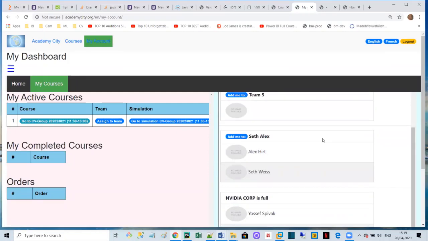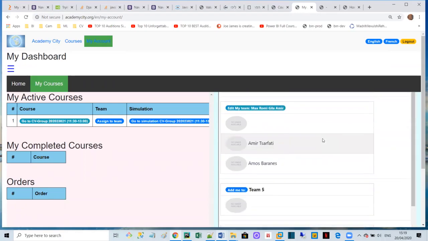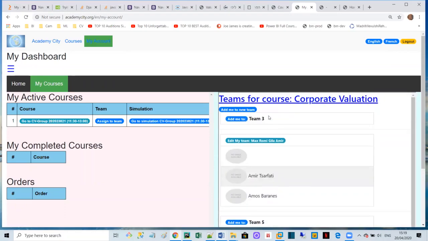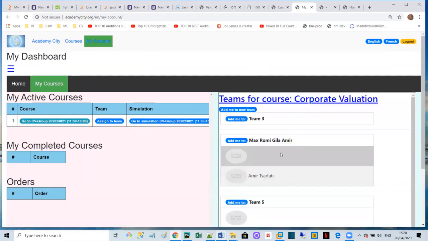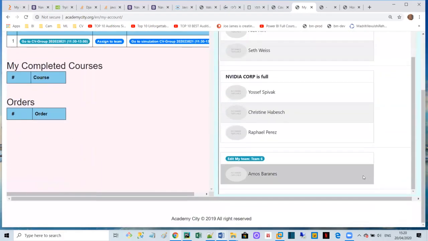If a team is already closed, that means it has reached 3 students. For example, here I cannot join. Nobody else can join here because there is already the maximum of 3, okay? But any group that has fewer than 3 will allow you to switch or join. If you want a new group, you click here, add a new one, and then I will be by myself. If you go back to the bottom, you see I'm by myself, and someone else can join me. Is that clear, guys?